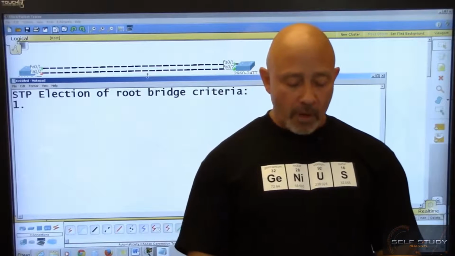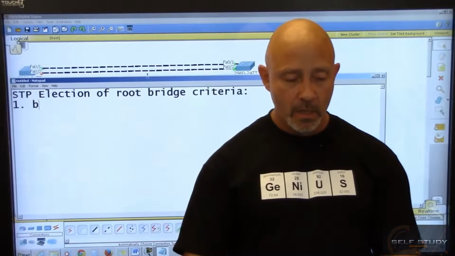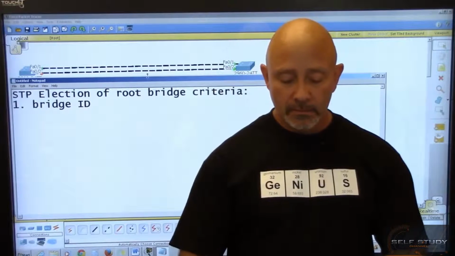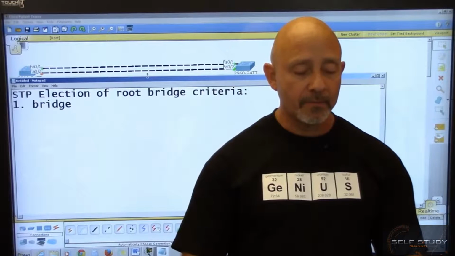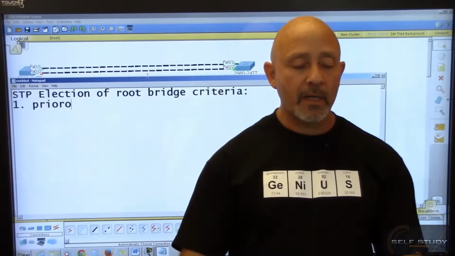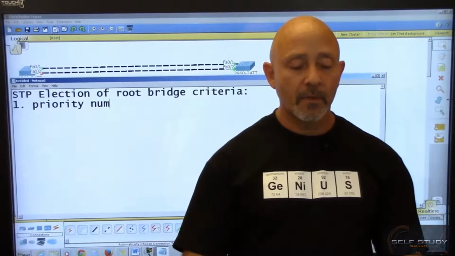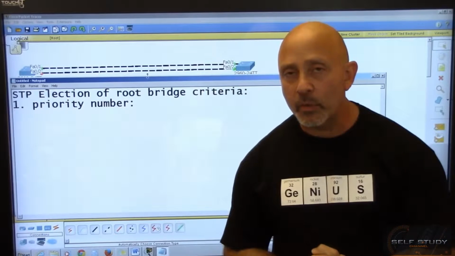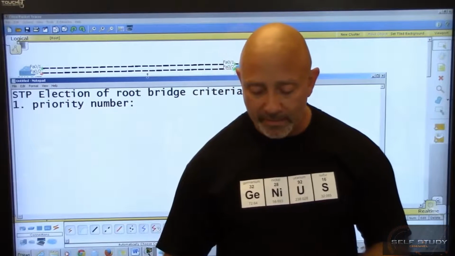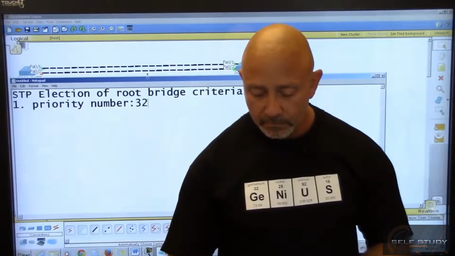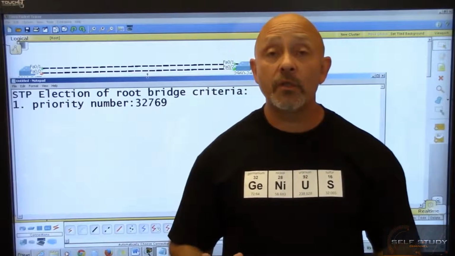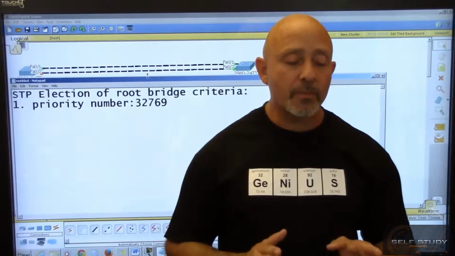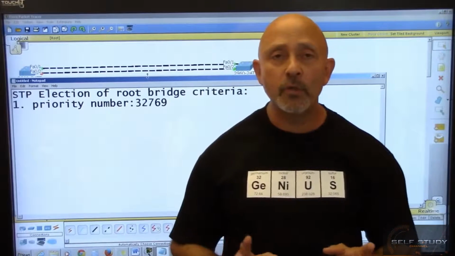First thing that it looks for is the bridge ID. Let me change that, got ahead of myself. Priority number. What is the priority number of every switch by default? 32769. Every switch, every Cisco switch, I'll say it that way, has a bridge priority number of 32769.